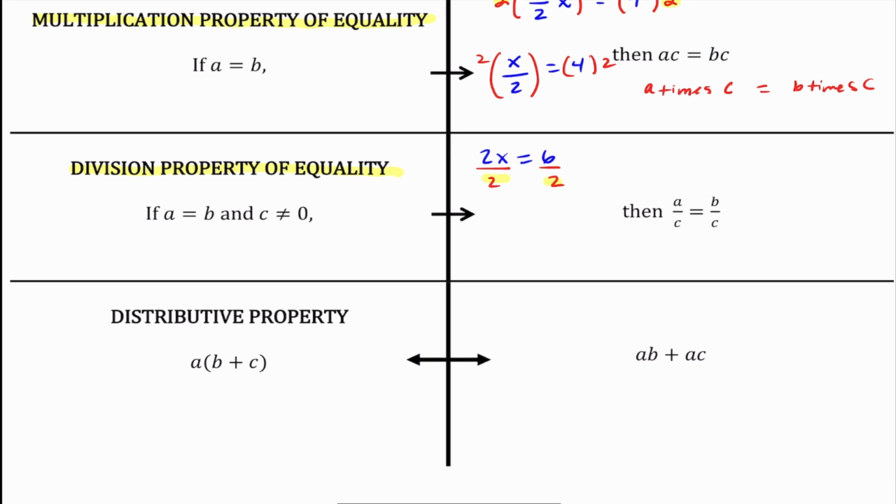Now, the restriction where c cannot be 0: if I were to divide both sides of this equation by 0, this would be undefined. So c cannot be 0 would mean undefined.